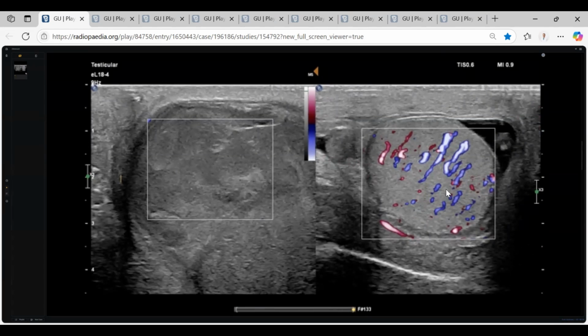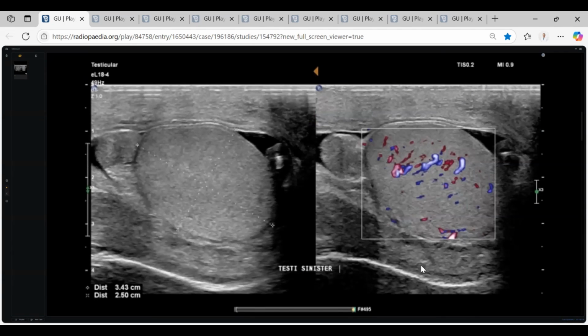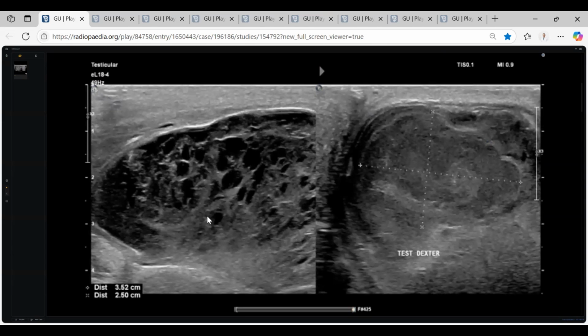This is the right side, and I'm focusing mainly on the left. This is the right.